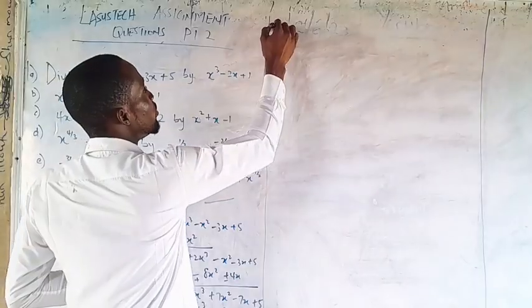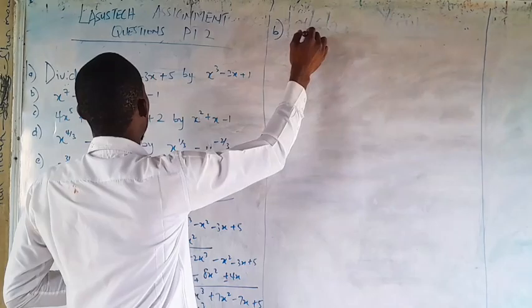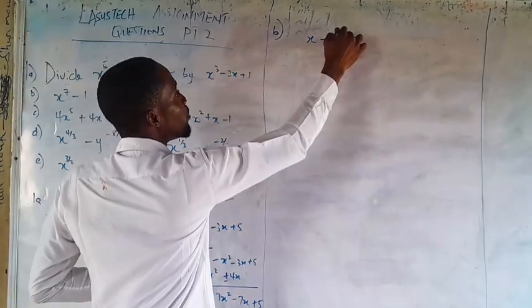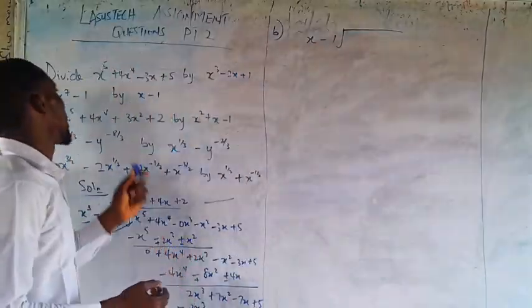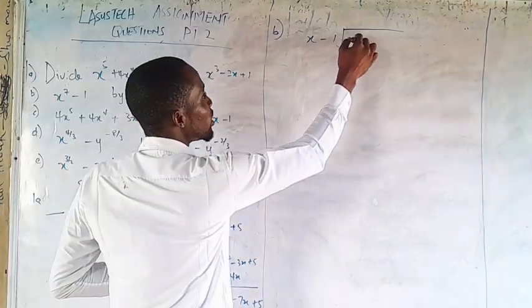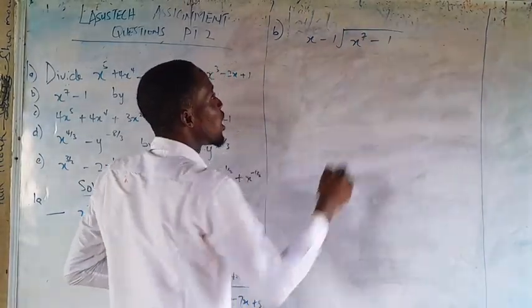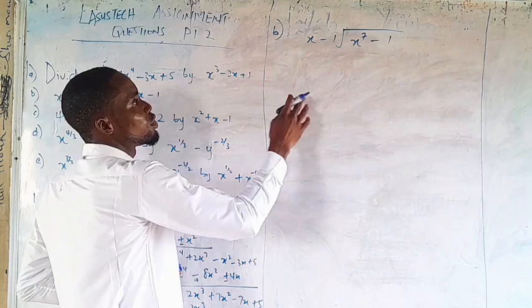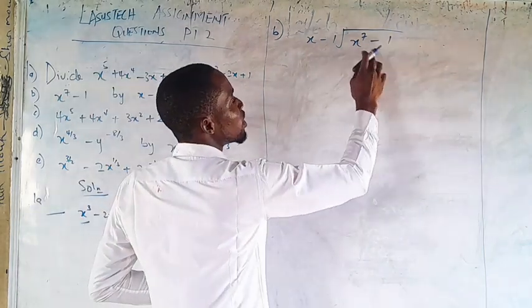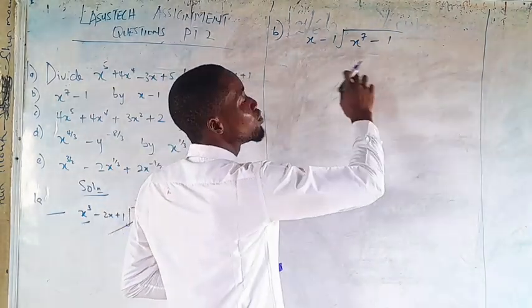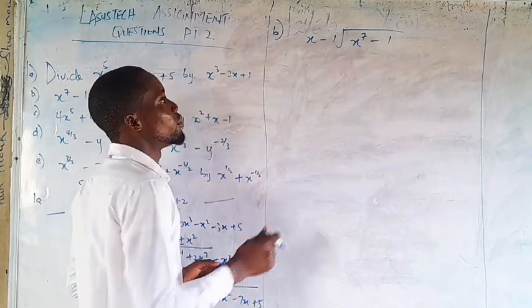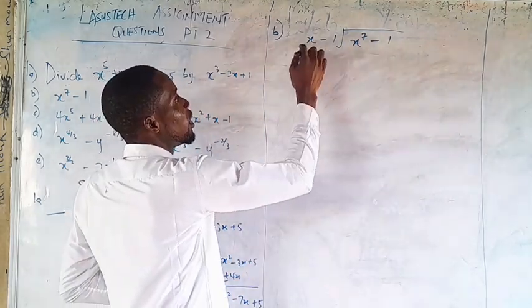So for question B, I have x minus 1 as my divisor, and I have x to the power 7 minus 1 as my dividend. Now, putting it also, I can say this is plus 0x to the power 6 plus 0x to the power 5 plus 0, down to minus 1. But without stressing ourselves, let's just solve.